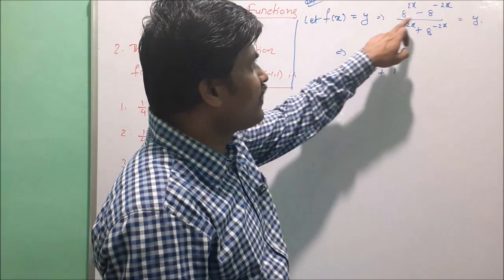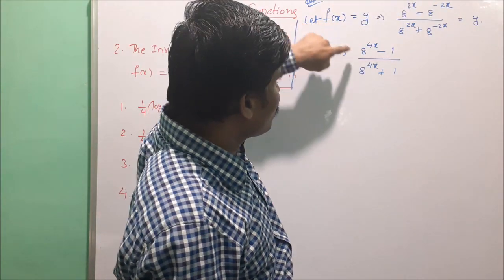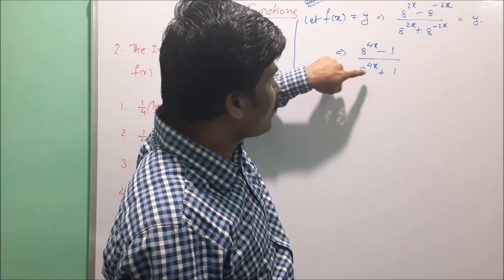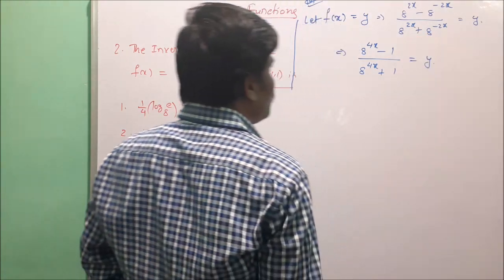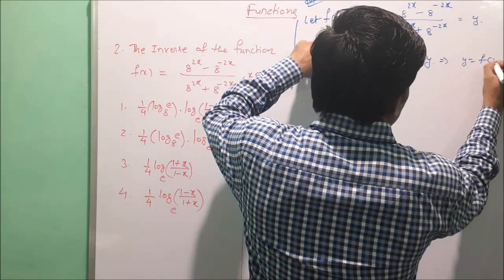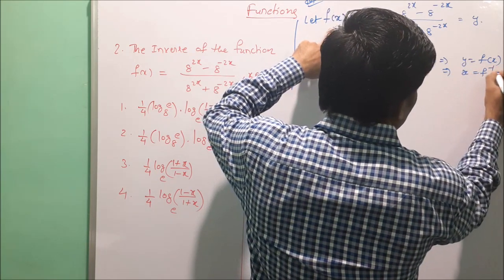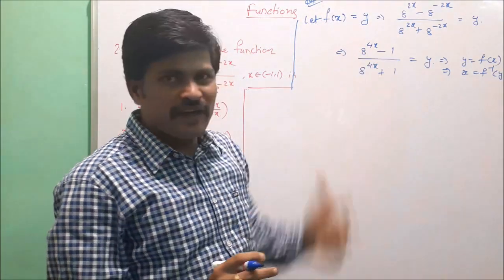Now here divide both numerator and denominator by 8 power minus 2x. The function is reduced to 8 power 4x minus 1 by 8 power 4x plus 1. Now that equals to y. Now which implies here y equals to f of x. That means x equals to f inverse y. Now here find the value of x.